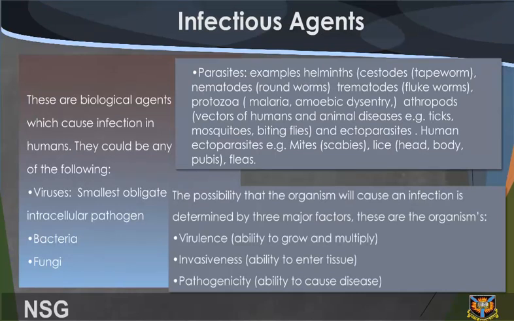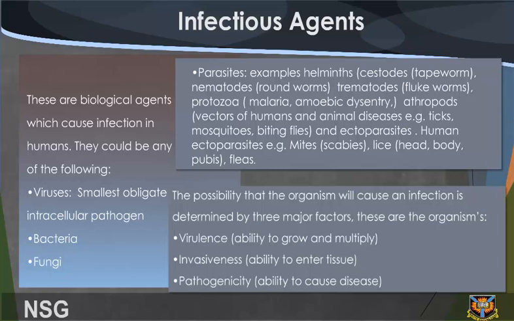Infectious agents. These are biological agents which cause infection in humans. They could be any of the following: viruses, the smallest obligate intracellular pathogen; bacteria; fungi; parasites. Examples: helminths, cestodes (tapeworm), nematodes (roundworms), trematodes (flukeworms), protozoa (malaria, amoebic dysentery).